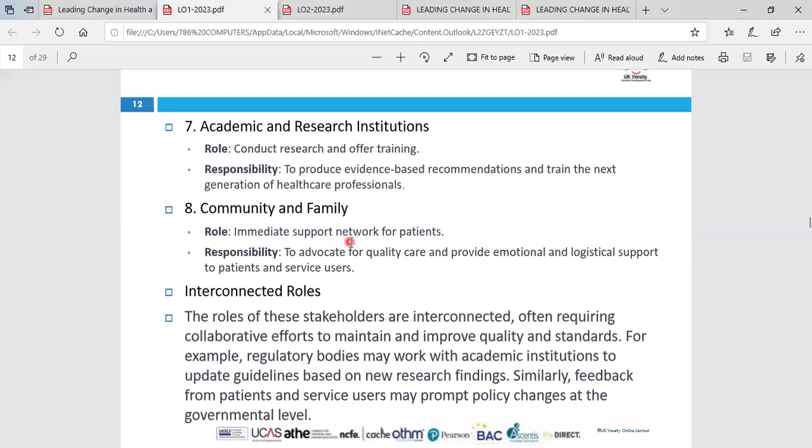So if you're giving them autonomy, and you're keeping them at the center of the care, this gives them autonomy, this gives them confidence.